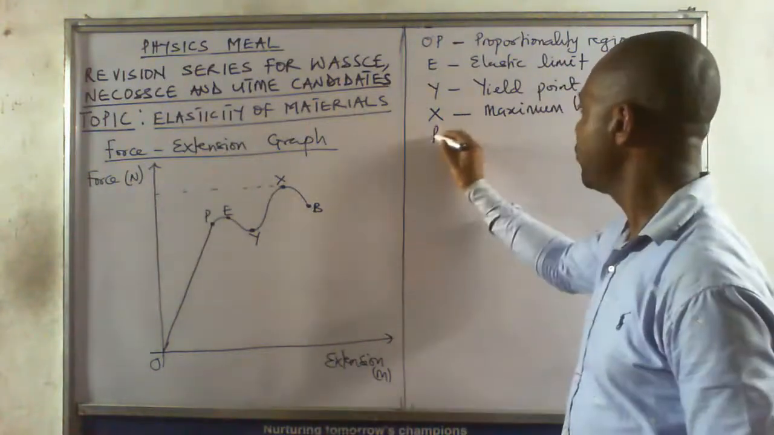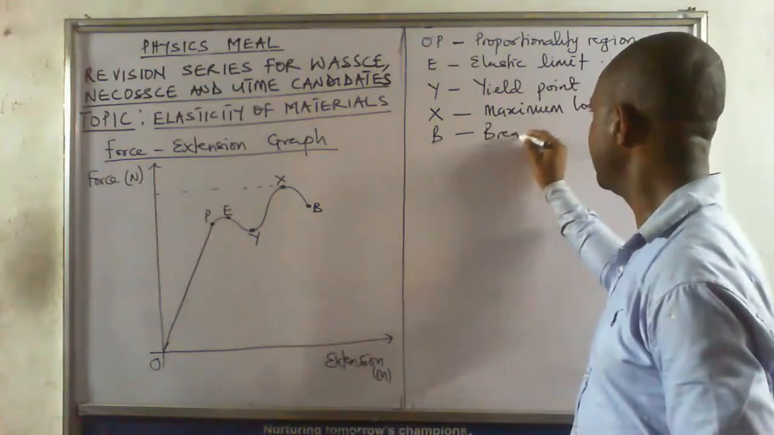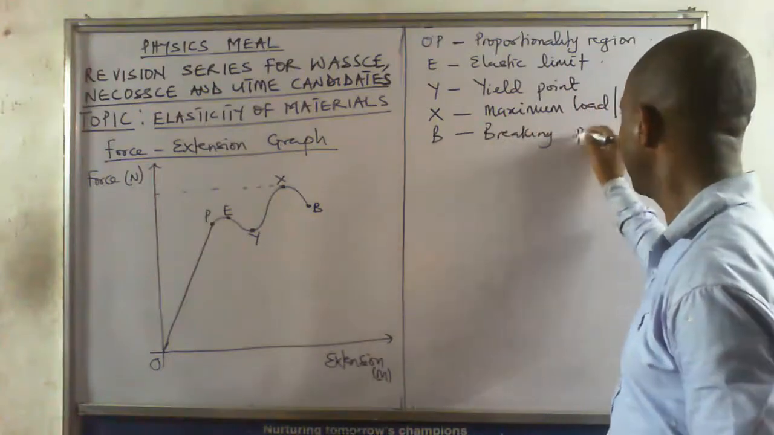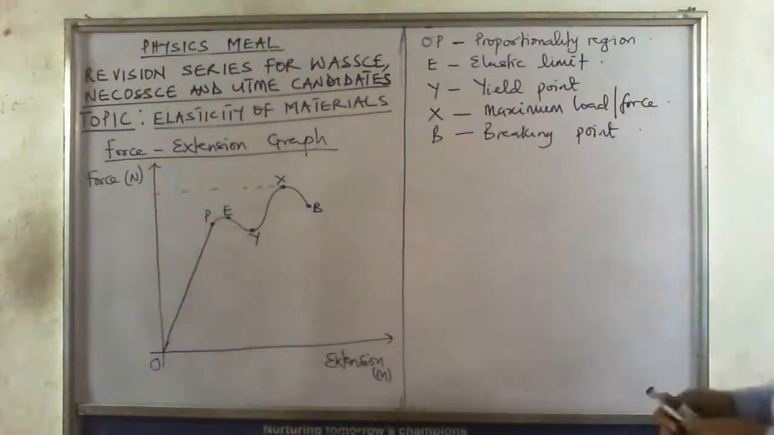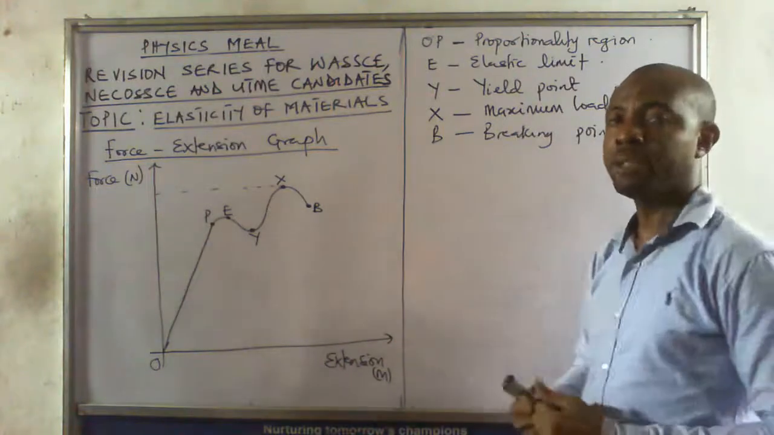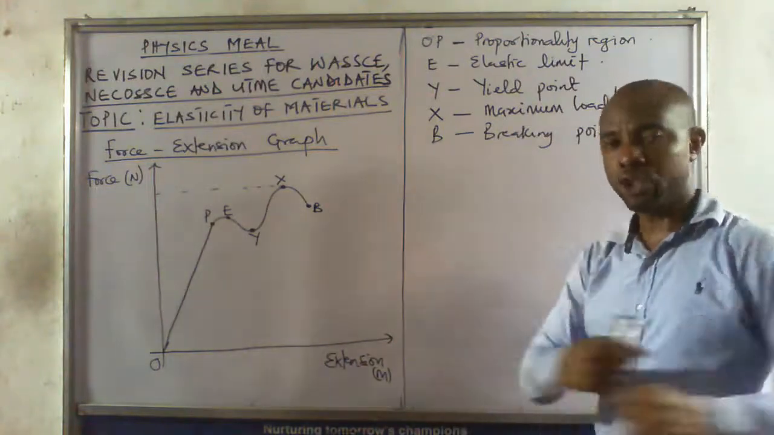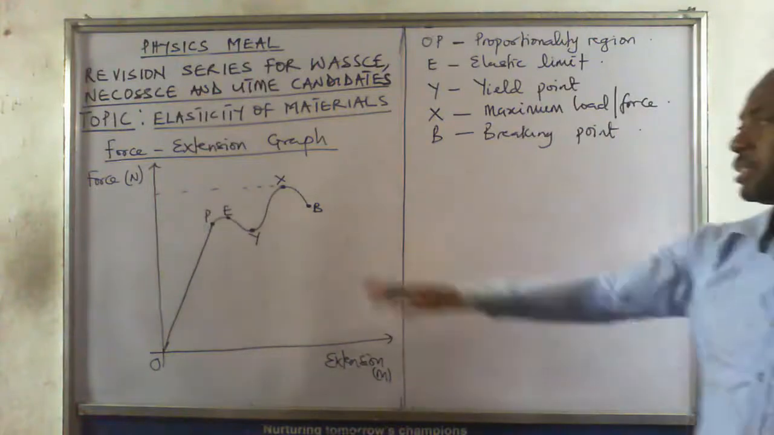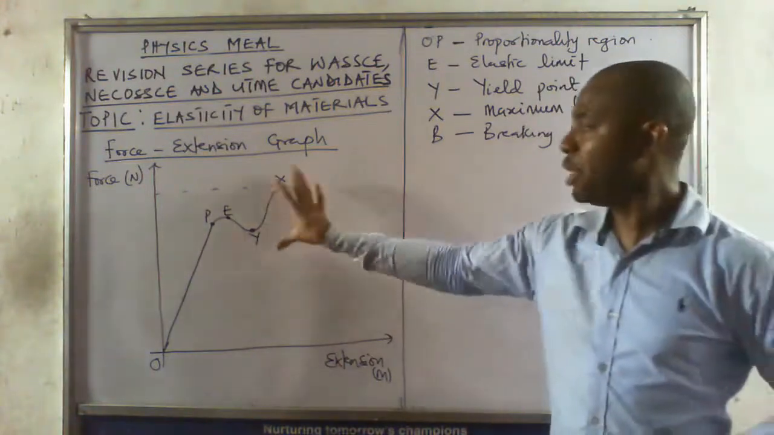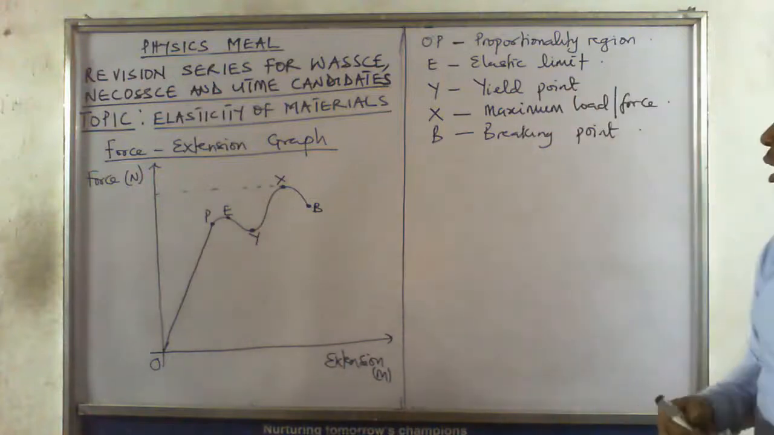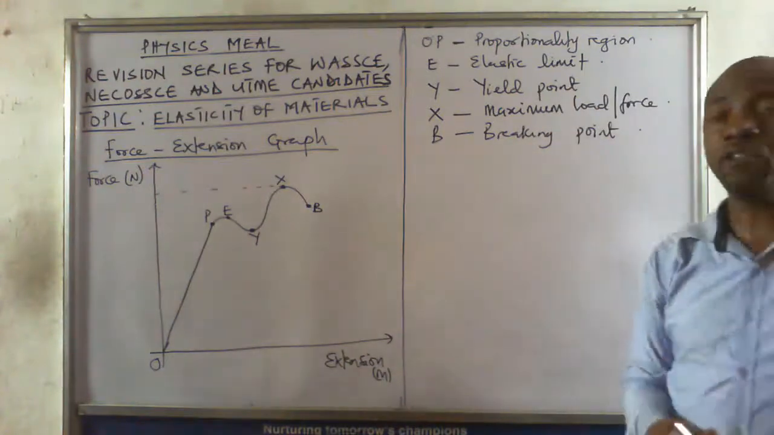And finally, we have the breaking point. From the name, you can tell what it means. At this point, there is possibility that the material will now cut, or what? Or break. That's at this point. All right, so these are the points and the regions that are obtainable in the force extension curve.